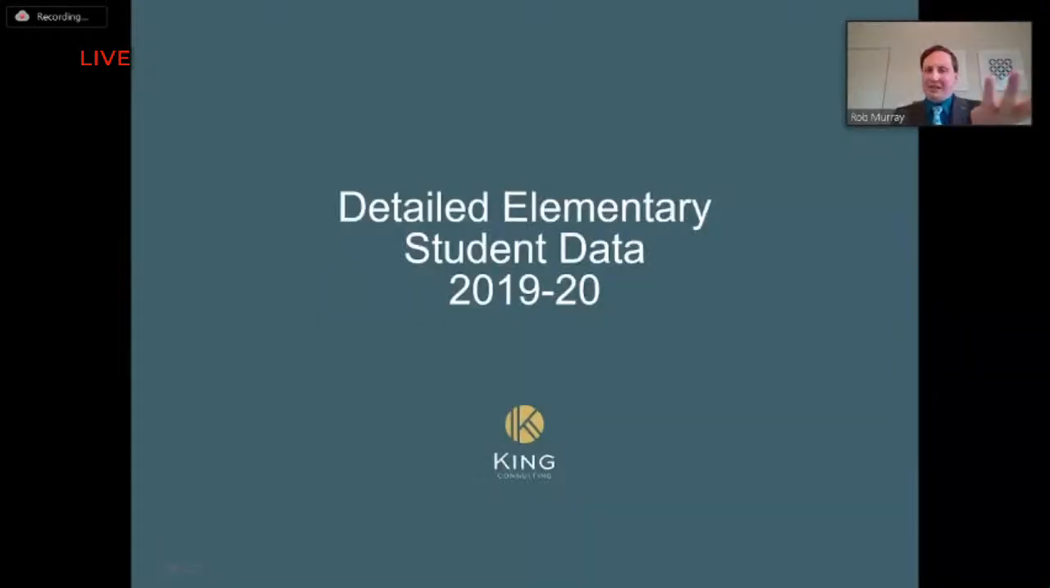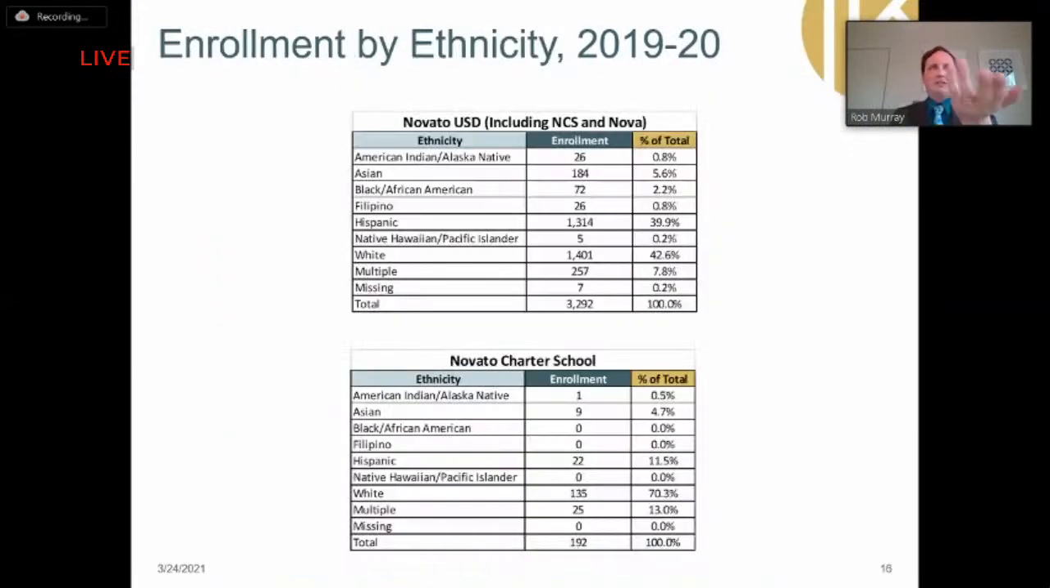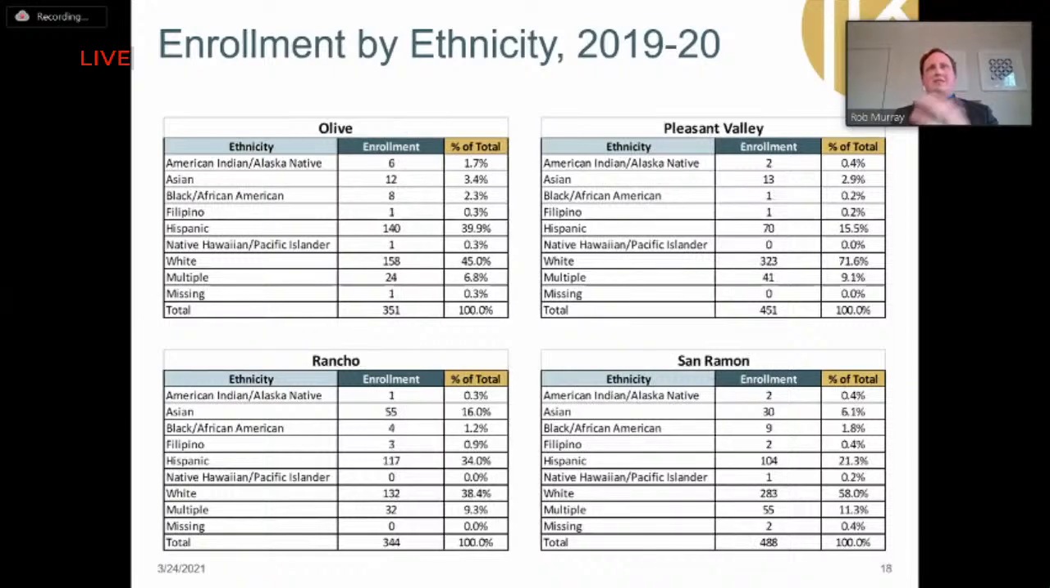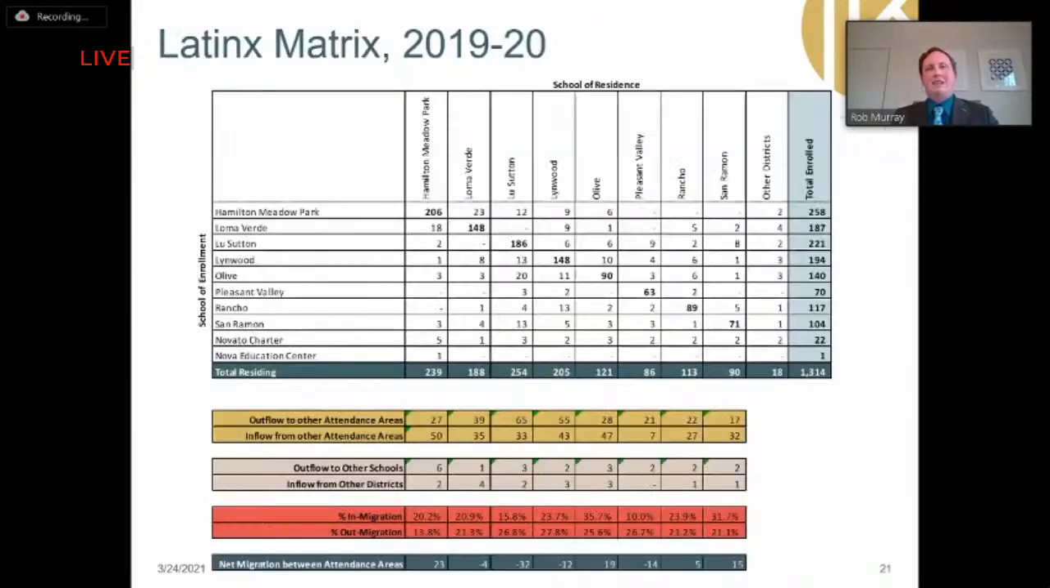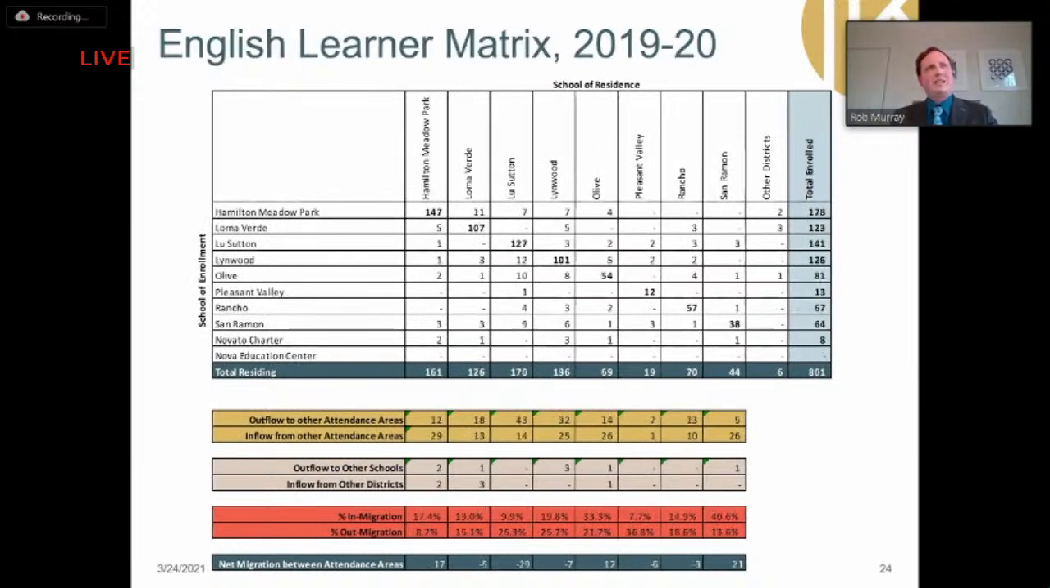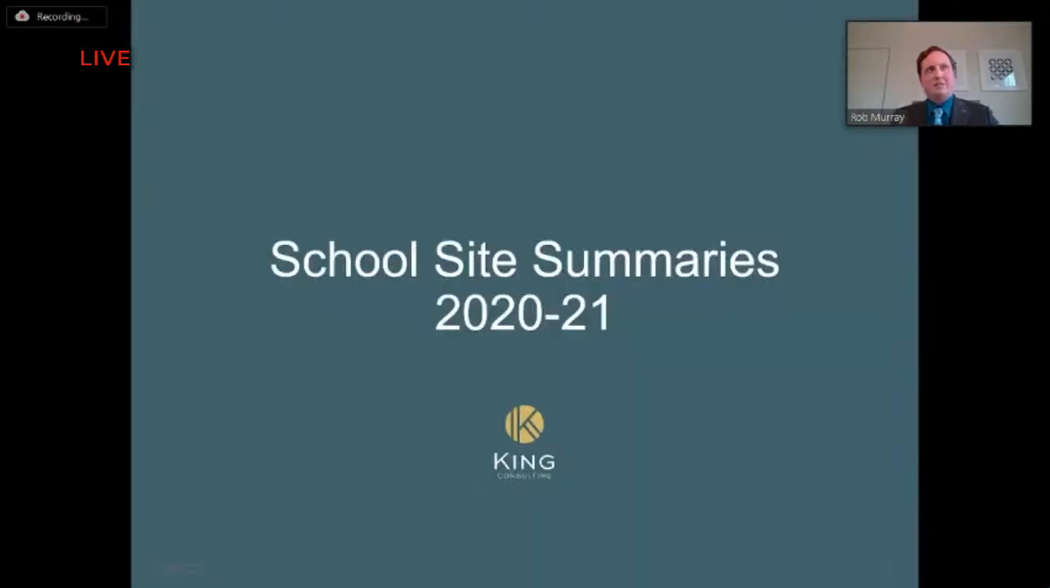And then we go through the same exercise for the previous year of student data in 2019-20. I'm just going to flip through these, but it is the same initial matrix, the same enrollment by ethnicity, the same residence by ethnicity, and then your same matrix pages for the Latinx, the white, the FRPM, and the English learner students.